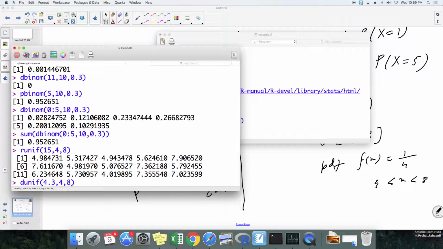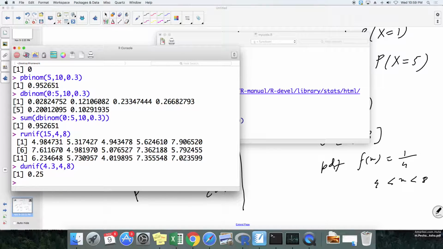Remember, the order in which I write these things is important. First I write the value I want, then the rest of the parameters. I cannot write 4 comma 4.3 comma 8. So this ordering is important. I know this should be 0.25.